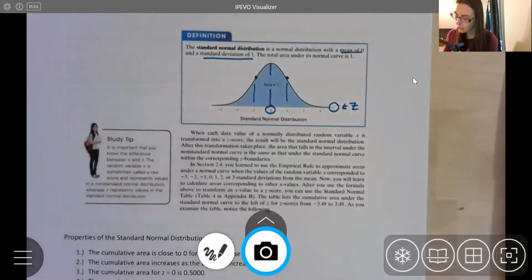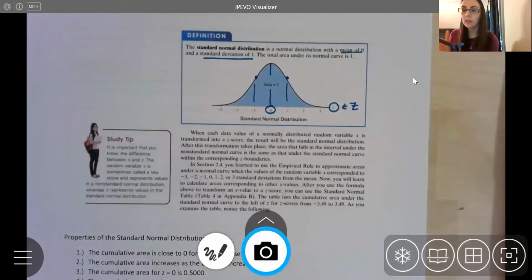In section 2.4, you learned to use the empirical rule to approximate areas under a normal curve when the values of the random variable x corresponded to -3, -2, -1, 0, 1, 2, or 3 standard deviations from the mean. Now we'll learn to calculate areas corresponding to other x values, using that formula I showed you before to find z-scores.